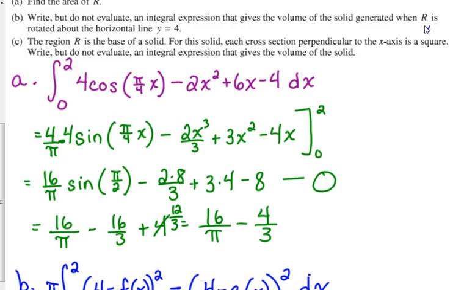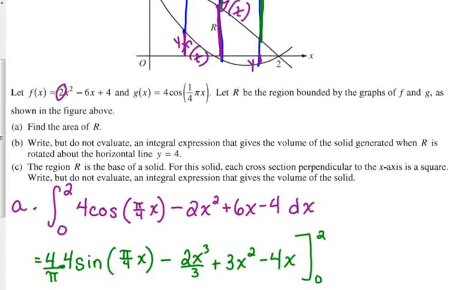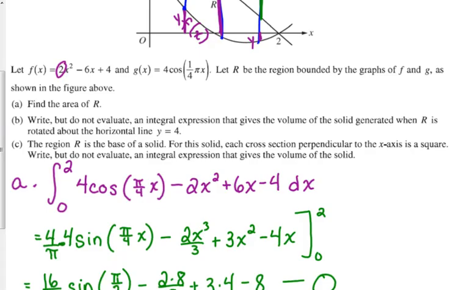And that is all you have to do for that part. It just said write, but do not evaluate. That is the integral expression that will give the volume of the solid. Right, g of x is just the distance from the x-axis to the curve. We want the distance from the curve to the line y equals 4. So we do 4 minus g of x. That's going to give us that extra point. Okay? All right.